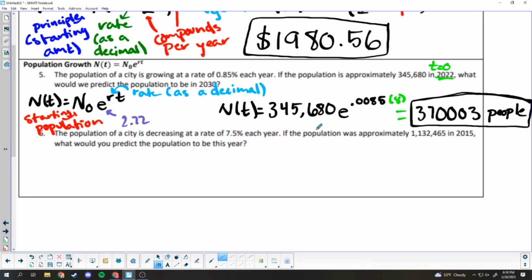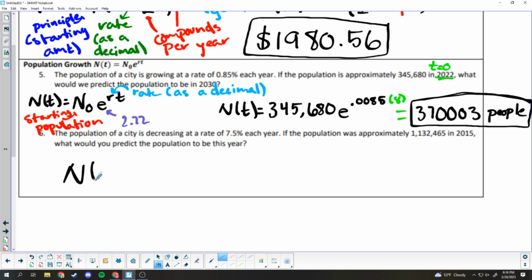Next thing is interesting. This time we have a decreasing rate. Whoa, we have something that's getting smaller over time. Well, in this case, our rate is going to change from going up to going down, which means our yearly rate, the thing we plug in, is no longer 7.5 positive, but 7.5 negative. So let's see what happens.